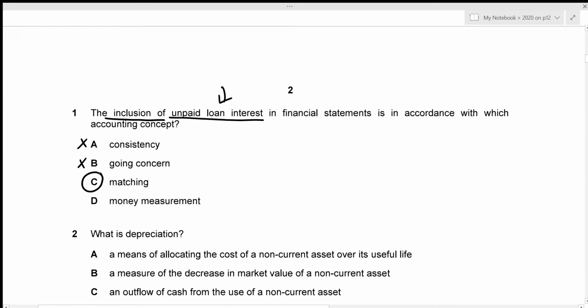Let's have a look at option D as well. We are given money measurement concept, and this concept states that business should only record an accounting transaction if it can be expressed in terms of money. So this is definitely incorrect. Now we can move towards question number 2.